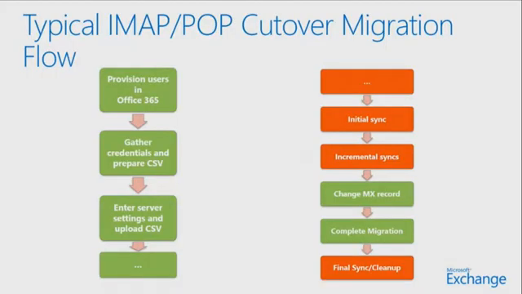Typical IMAP to POP cutover migration flow: provision the users in Office 365, gather credentials and prepare the CSV file, enter the server settings and upload the CSV file, initial sync, incremental syncs, change the MX records, complete the migration, final sync and cleanup, and of course setup of all Outlook profiles. So this can be a time-consuming process. Yes, it can be done over a weekend for a small business, but it can be a very time-consuming and labor-intensive process if we need to go and touch every user's computer to get those things set up.